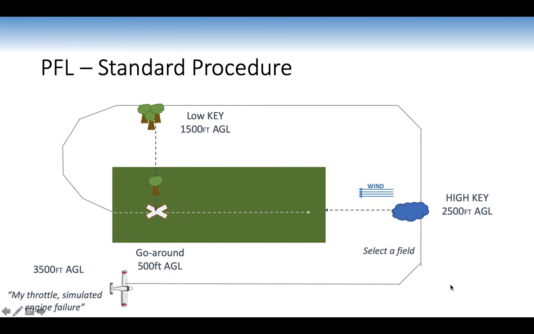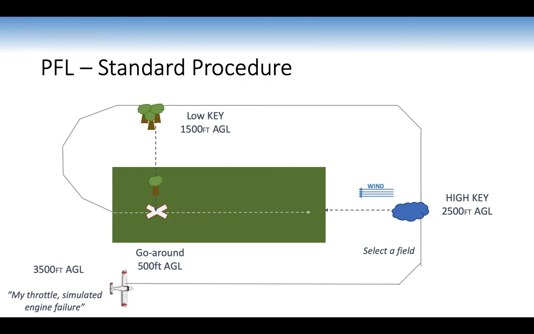And I'll talk about the field. We'll look at the wind direction, the WASP checks, high and low key. We'll start off at about 3,500 feet, so it gives us 1,000 feet to high key, 1,000 feet to low key, and 1,000 feet to a go-around height. And so yeah, we'll start with my throttle simulating engine failure.